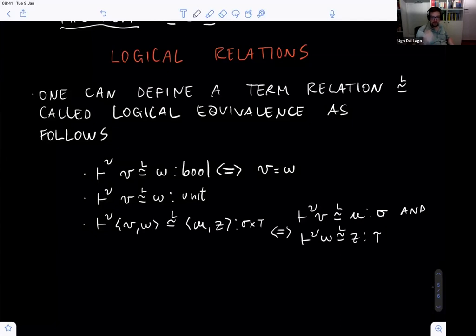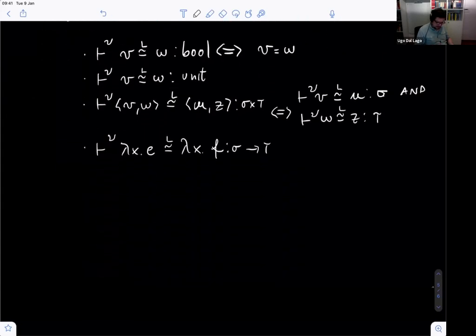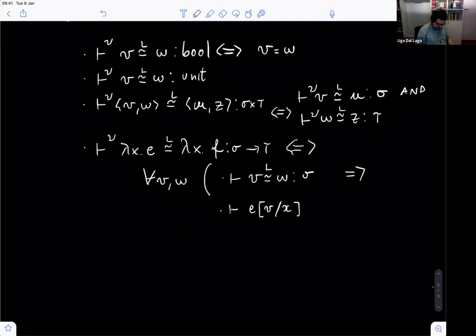And when you want to compare two values of function type, this is quite important, so forget about it. You do so by just quantifying over all pairs of values which are themselves logically related at type tau. And in this case, you require the terms in the substitution to be themselves logically related.